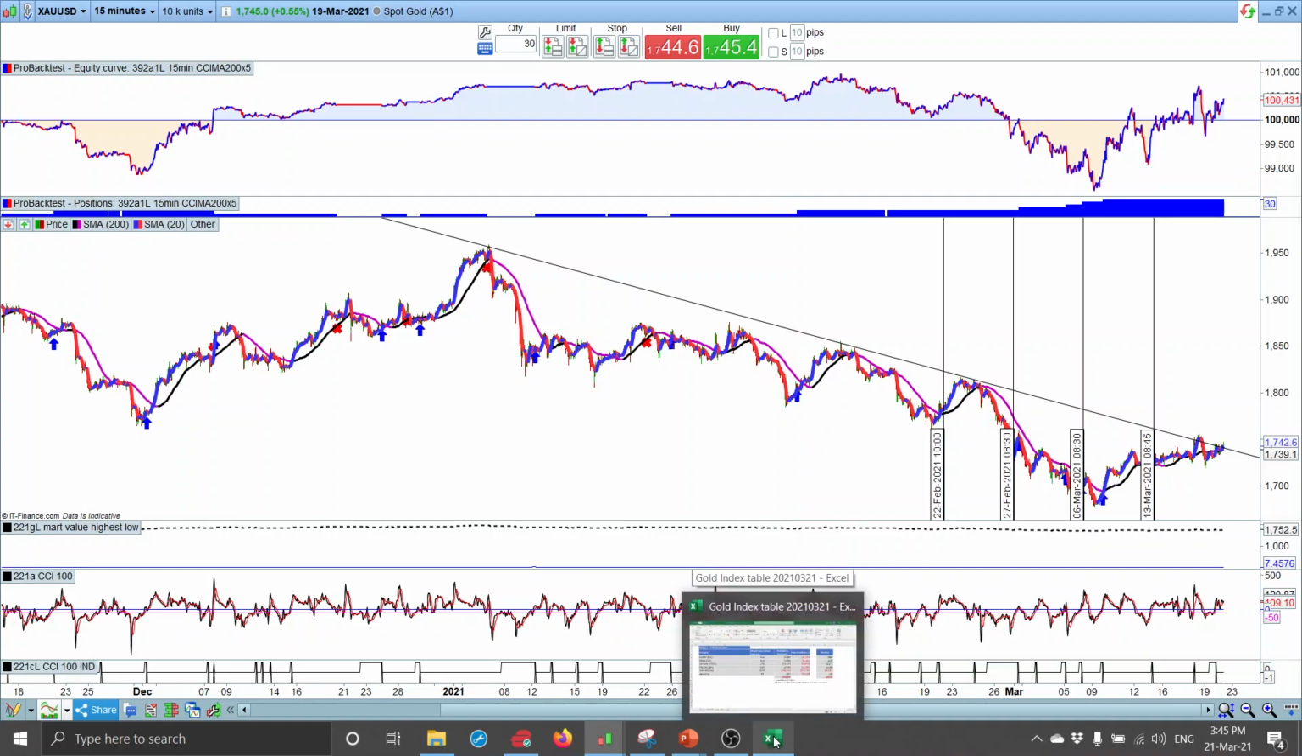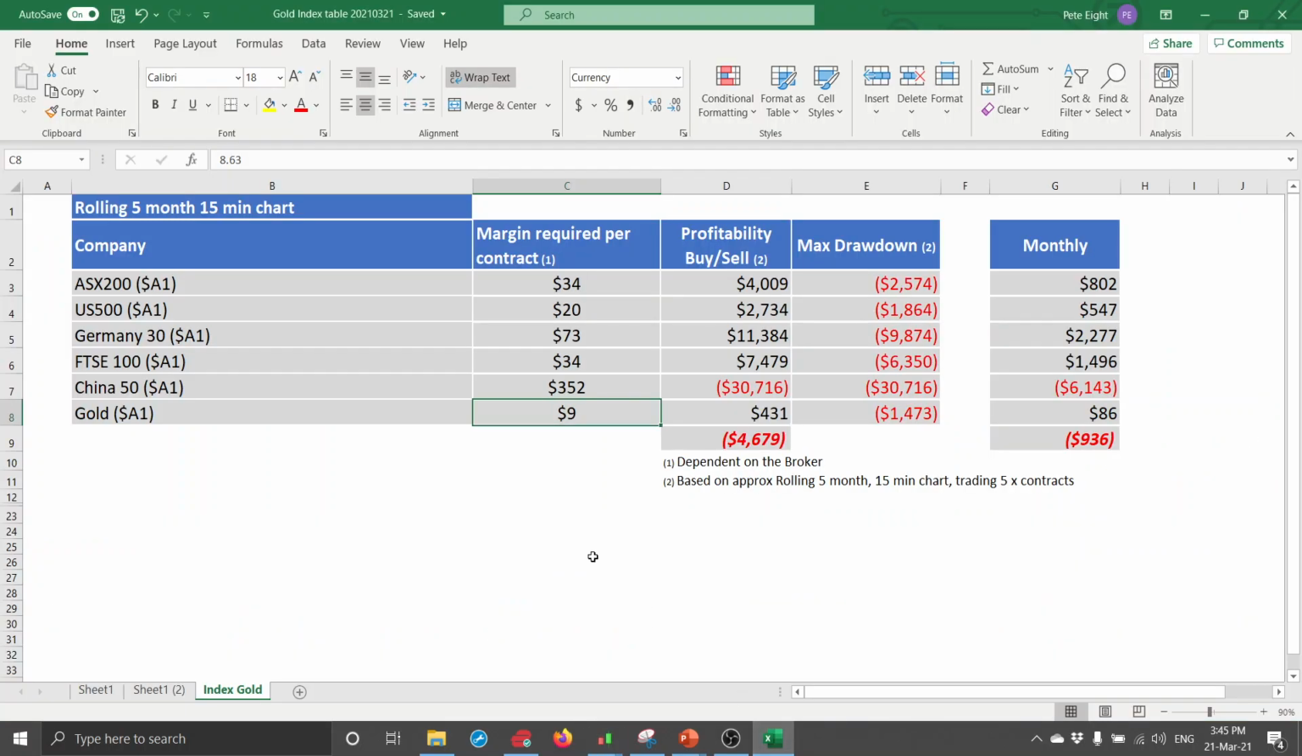Okay, just again, emphasising this has been a pretty big hit to our profitability this week. Let's see how things go next week, and we'll review it again and see you next week in the index and gold update.